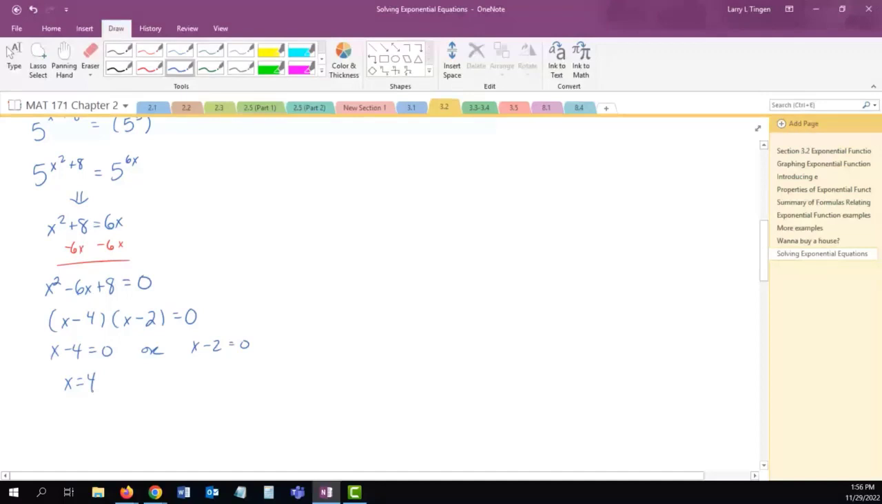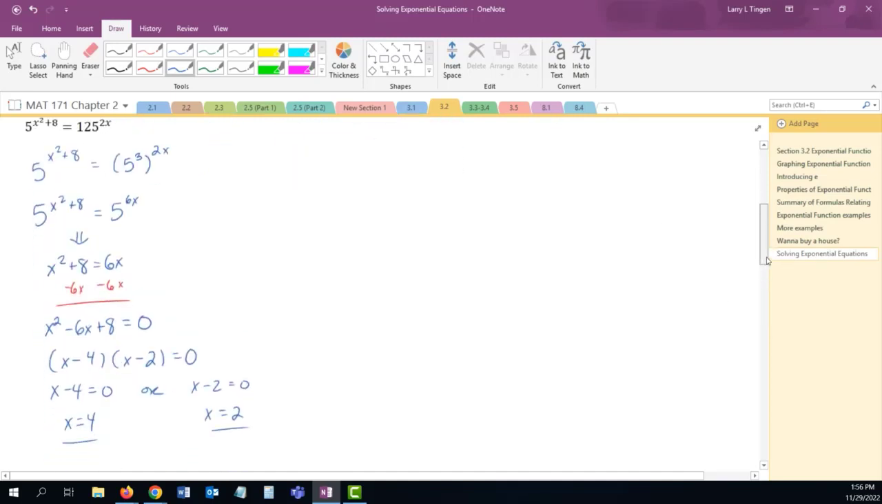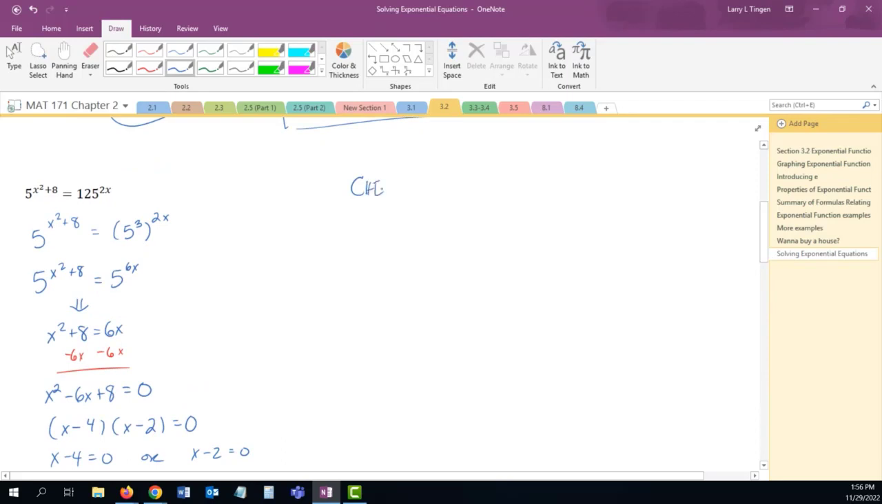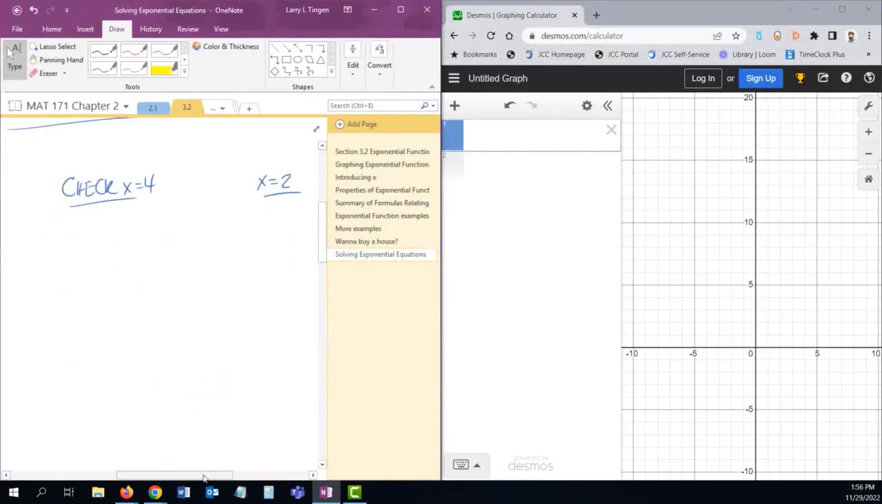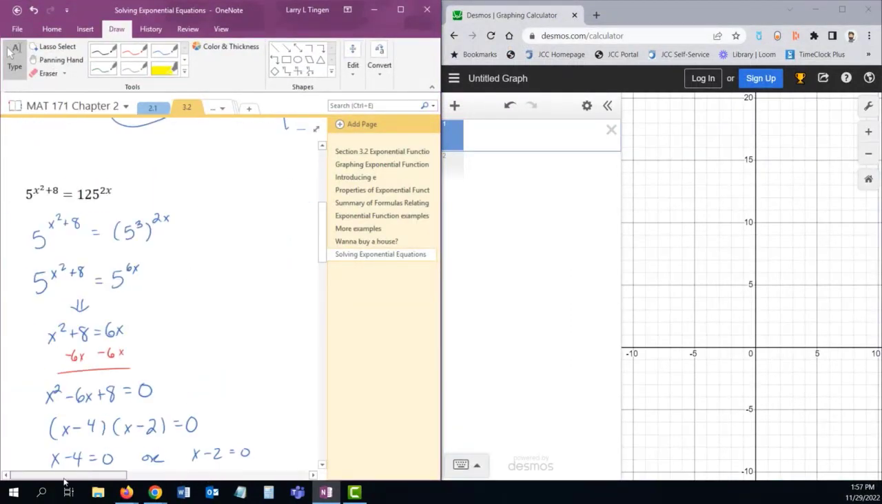X minus 4 equals 0 means x is 4. X minus 2 equals 0, which means x is 2. So we've got to check them. So check 4 and check 2. And the way we check is to plug it in, or a way that I have learned to do it is to use your calculator, and I want you to just think about what checking does. All right, what does checking do?